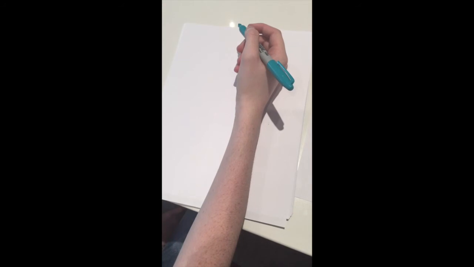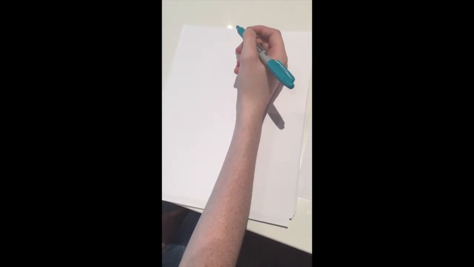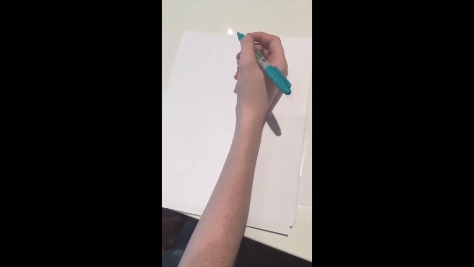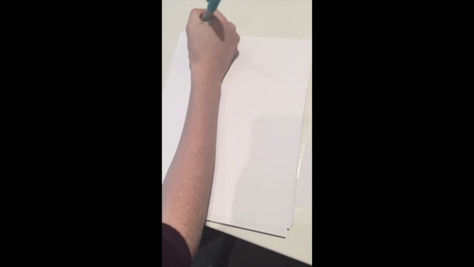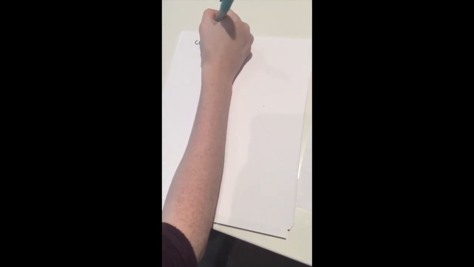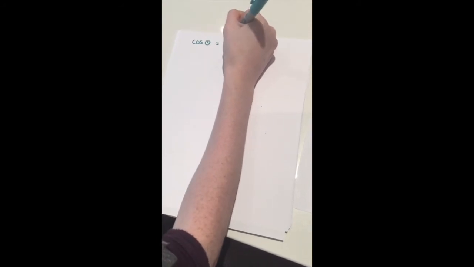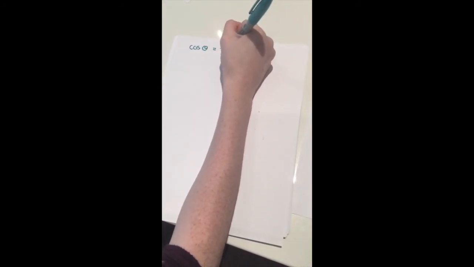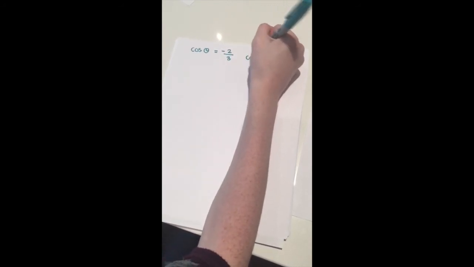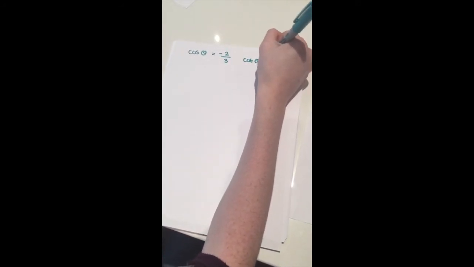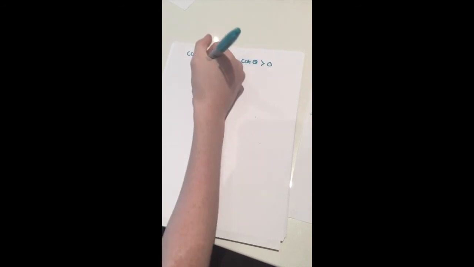Lastly, I will show you how to solve a problem where, given one trig ratio and whether another trig ratio is positive or negative, you find the remaining trig ratios. So this is going to be our equation. We are given that cosine theta is -2 over 3, and that cotangent theta is greater than 0.